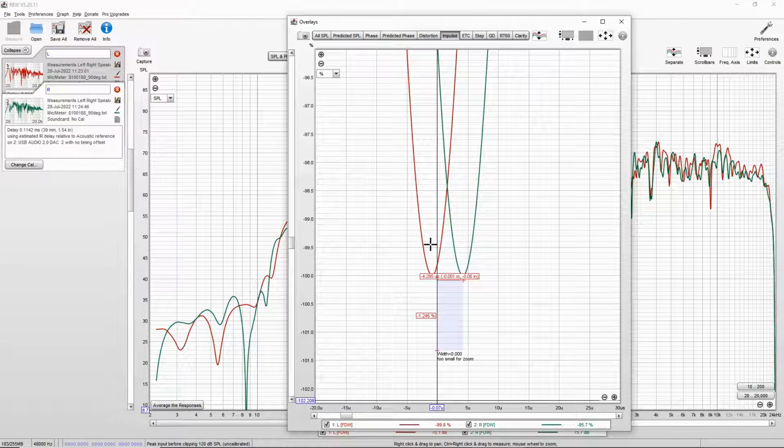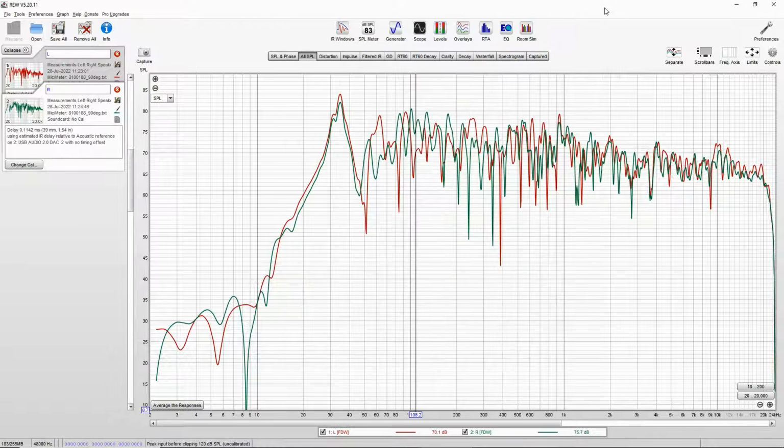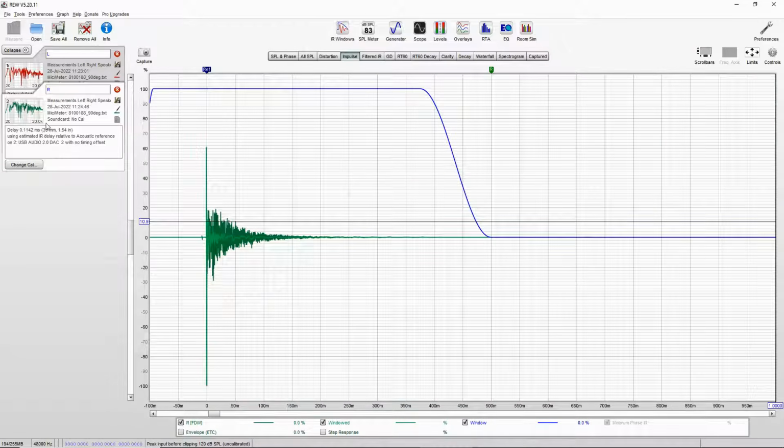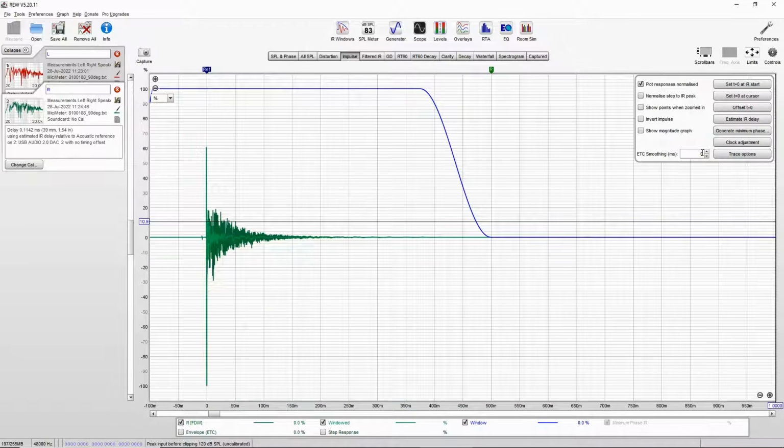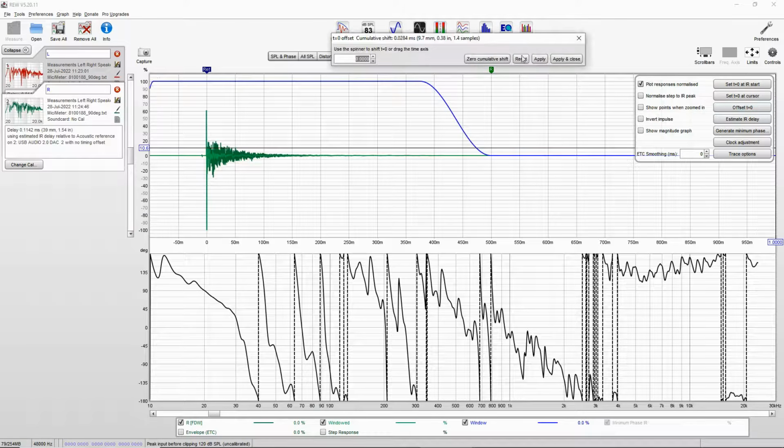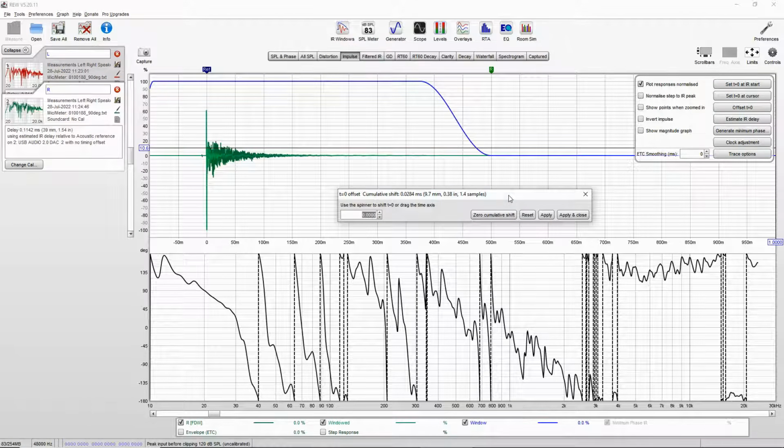Minus 4.295 nanoseconds. Then we go to REW window, go to impulse while right speaker is selected. Controls, offset T equals 0. This is the most accurate timing alignment tool in REW. There are many. So it was minus, but we had to dial it down, and you will have to divide it by 1000, so 0.004295.